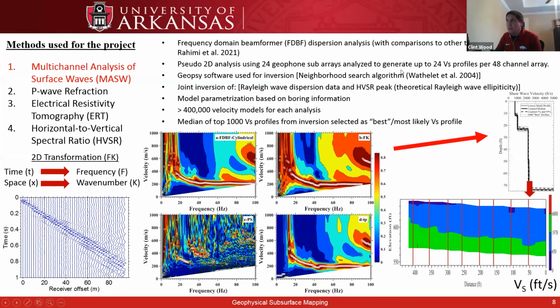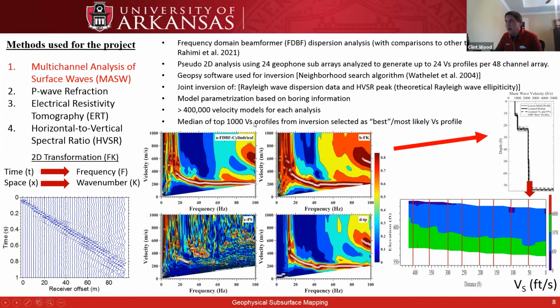So we take these 24 channel subarrays. We analyze each one of them. We use Geopsy software, which uses a neighborhood search algorithm to try to figure out which one is the best after searching many, many different models. We do a joint inversion with horizontal to vertical spectral ratio. That significantly improves the accuracy of your bedrock depth, because now you've got two model parameters that are trying to fit this data from the subsurface. And when you do that, you improve your accuracy of the final model in this case. So almost always when we're trying to detect where bedrock is using MASW, we try to use some other method that's complementary to MASW, like HVSR in this case, or horizontal to vertical spectral ratio.